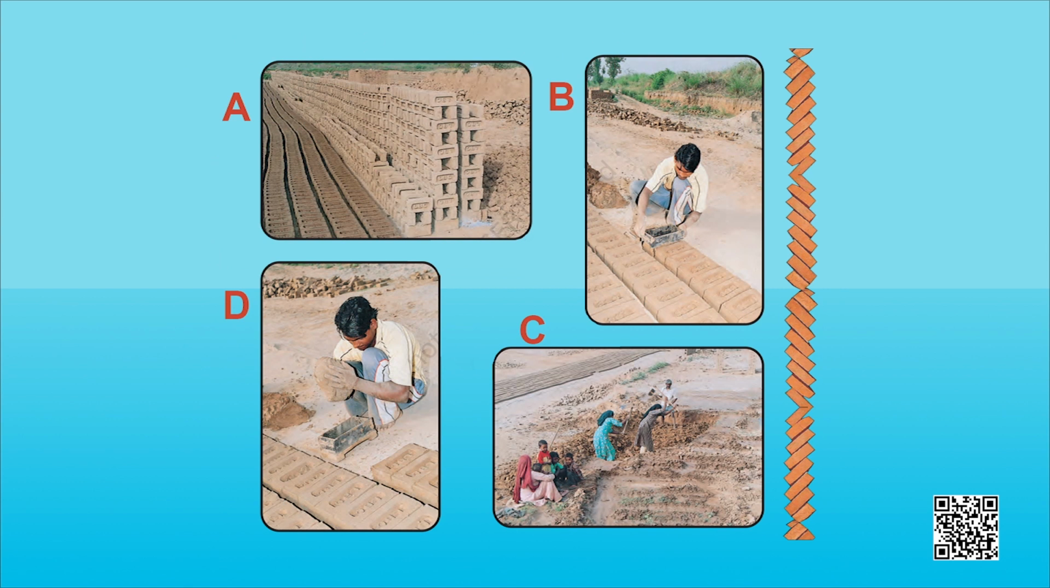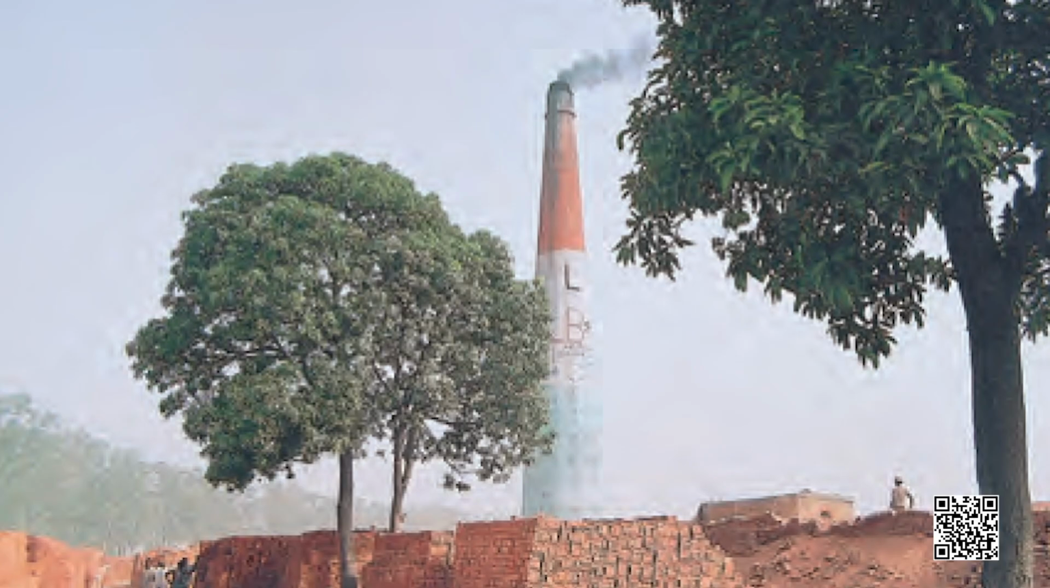Here are 4 pictures from brick kilns. These pictures are jumbled up. Let's try to arrange them in the correct order. Yes, you are right. The correct order is C, D, B and A. Children, bricks are made in kilns. There are thousands of brick kilns in India, and in each kiln hundreds of bricks are made.